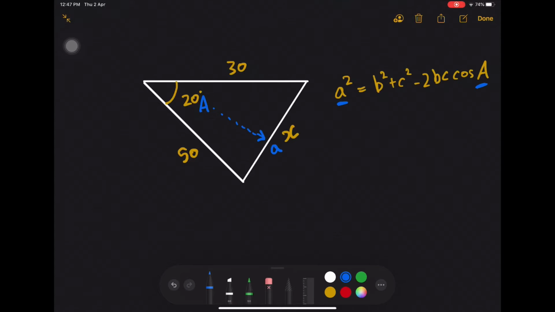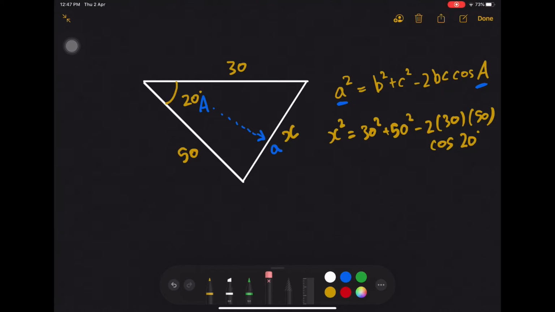Now let's put all these numbers into the formula. We're going to find the unknown x. So we have x squared is equal to 30 squared plus 50 squared minus 2 times 30 times 50 times cosine 20 degrees. And if you want to find x, all you need to do is to remove the square by taking the square root of whatever is on the other side of the equation. You press this in the calculator, and you find the unknown x.